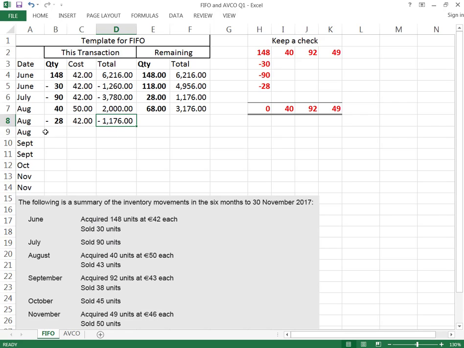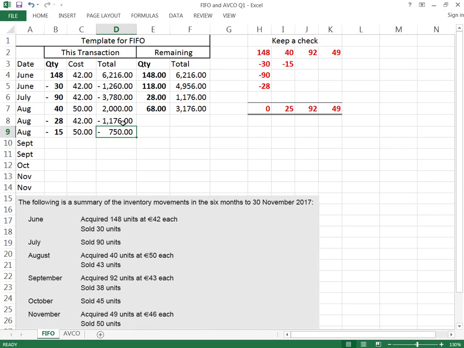And then out of my new 40 that I purchased, I have to make up the rest of the 43. 28 plus 15 is 43, so I have to take 15 out of my 40. So all of my first purchase is gone, and I have 25 left in my second purchase. So I'm going to say minus 15, and those cost me 50.